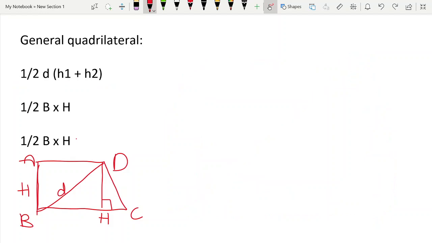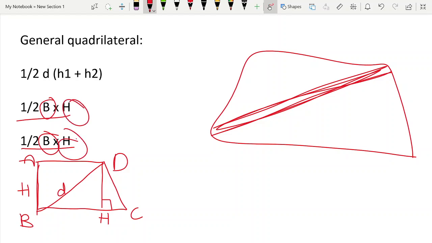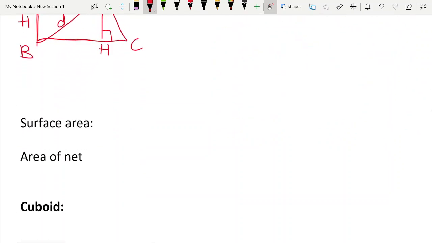Another way to think of it is half b times h, plus half b times h. They have changed the base to the diagonal, because if I draw this, the base of the triangle is the diagonal of the quadrilateral. And then they've got h1 plus h2. Cool with that? Perfect.